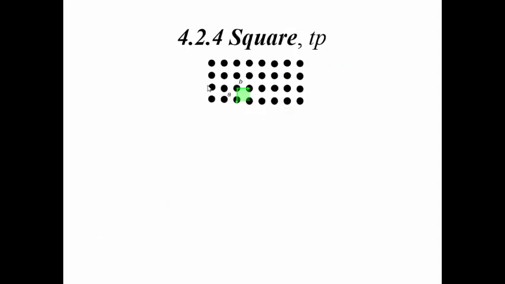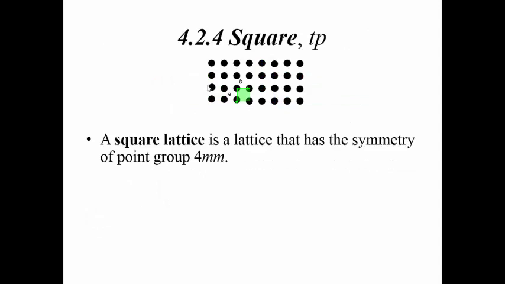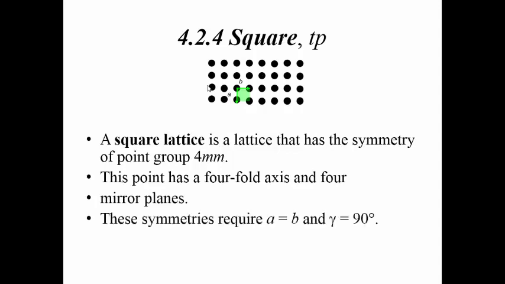Now we can move to the square. We have symmetry 4mm. We have a fourfold and 4 mirror planes, like our 4mm if you look back to the point group chapter. So all you have to do is measure a, because a equals b, and gamma will always be 90 degrees. So we only measure lattice parameter a.